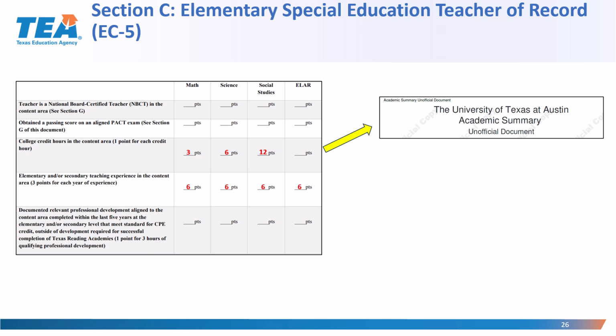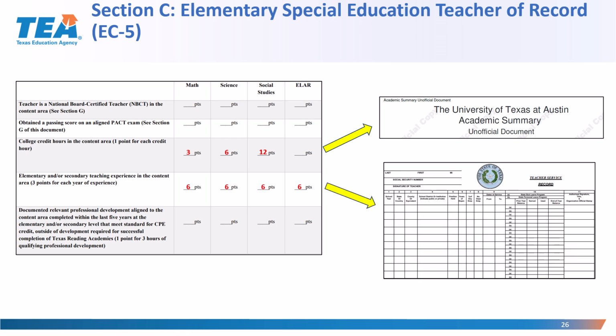Next, the educator's previous teaching experience and the associated point values are documented in the row here. Ms. Lynn has 2 years of previous teaching experience as an inclusion teacher at the elementary level, and so 6 points are documented each for math, science, social studies, and ELAR, and are verified on her teacher service record.